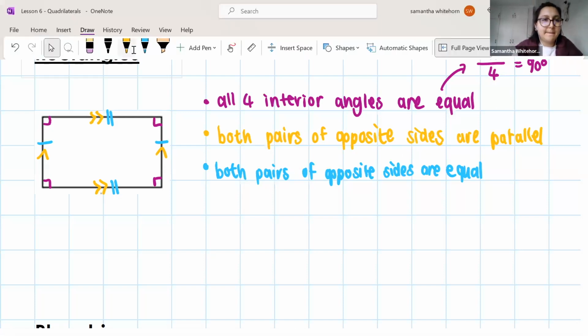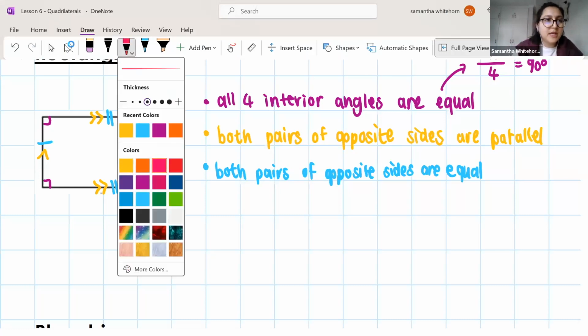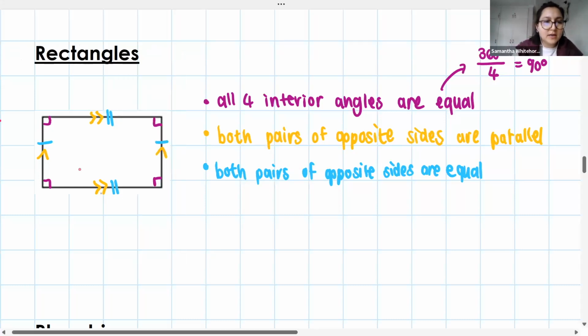Ma'am, there are 4 right angles. Perfect. Okay, so if we have a look at the pinky purpley, we've got our 4 right angles in our rectangle. And again, guys, this goes back to those parallel lines. They're all co-interior. Anything else, Chantal?